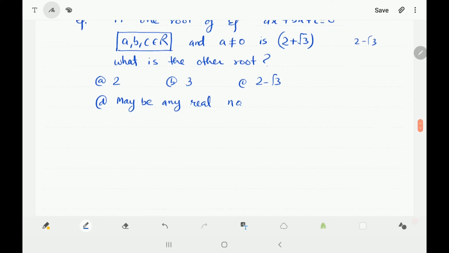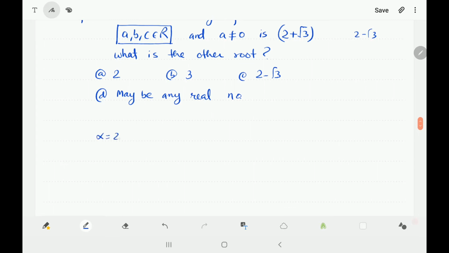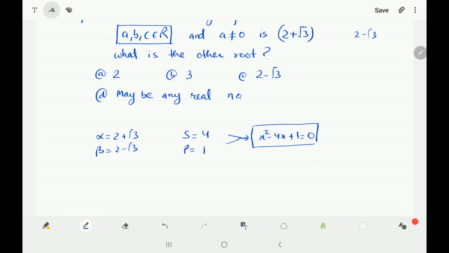Why? Because let's take an example. Let's say we have alpha as 2 plus root 3 and beta as 2 minus root 3. Then we will get the sum as 4 and the product as 1. Then the equation arising from this is x square minus 4x plus 1 equal to 0. Now you must be getting to know this thing, that if roots are of the form 2 plus root 3 and 2 minus root 3, the coefficients of the quadratic equation ax square plus bx plus c are coming out to be rational numbers.